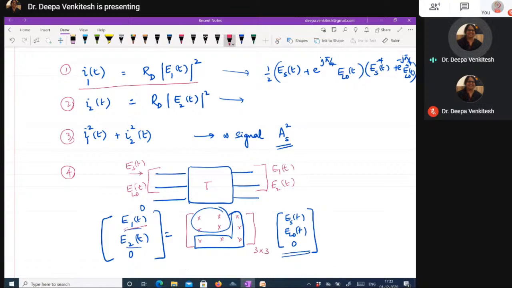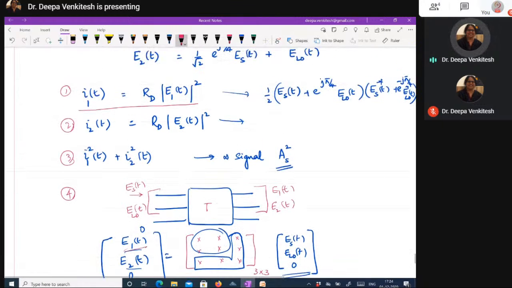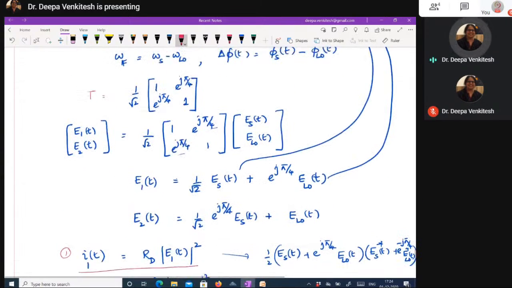And similarly, question 5 is to find out what is I2 of t. And question 6 is to find out what is the sum of currents. Now, interestingly, in this case also you will find that I1 square of t plus I2 square of t is proportional to AS square. It's just that the proportionality constant will be different when compared to a 2 by 2 coupler. Now, that will result in different signal to noise ratio if you are using a 3 by 3 coupler versus a 2 by 2 ideal hybrid.